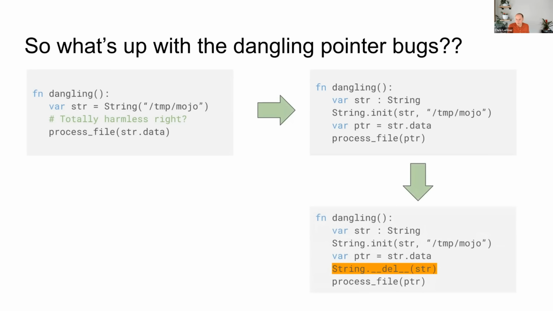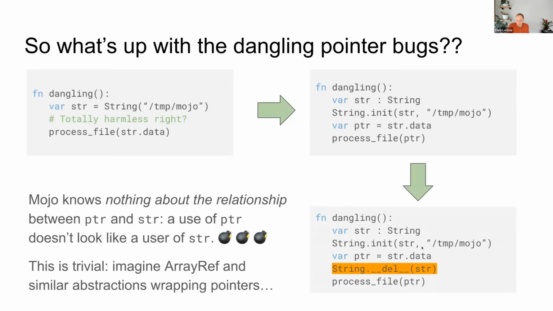Mojo is going to look at that, and it's going to say, this statement right here is the last use of str. I get this totally unrelated unsafe pointer back out. This is the last use of str. Aha, I'll go delete str. And so it goes and inserts the destructor there. And then of course you're very sad, because this is a pointer into str.